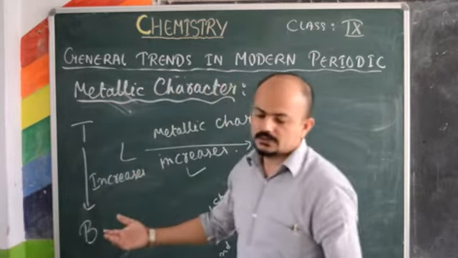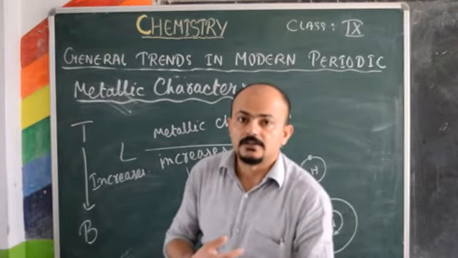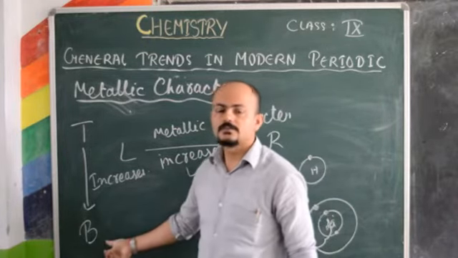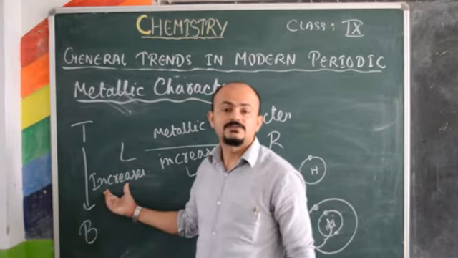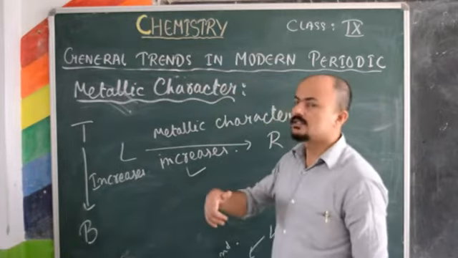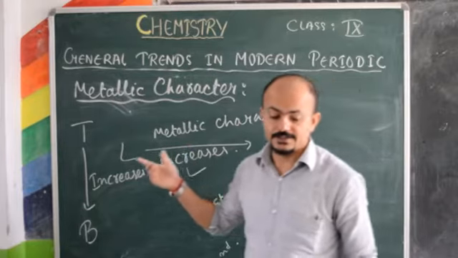Now the same goes for metallic character and reactivity of metal. They follow the same trend. From top to bottom, the reactivity of the metal will increase, and the reactivity of metals from left to right decreases.